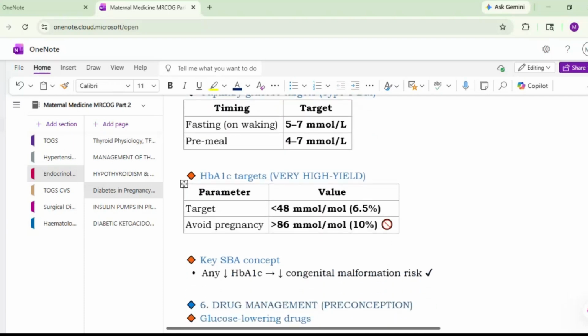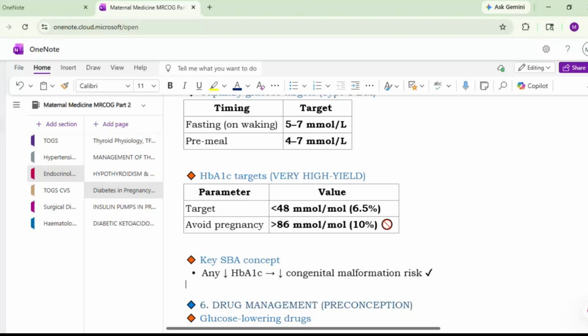Then the HbA1c target. The HbA1c target will be less than 48 millimoles per mole, that is 6.5%, and avoid pregnancy if it is more than 86 millimoles per mole, that is 10%. So all these values are important from the SBA point of view.